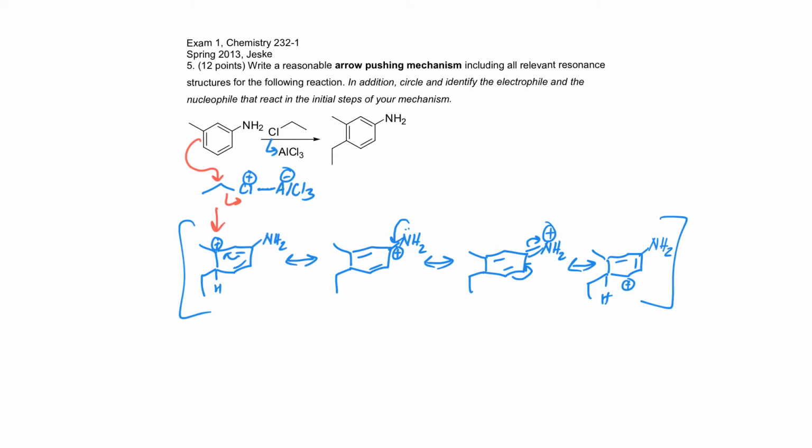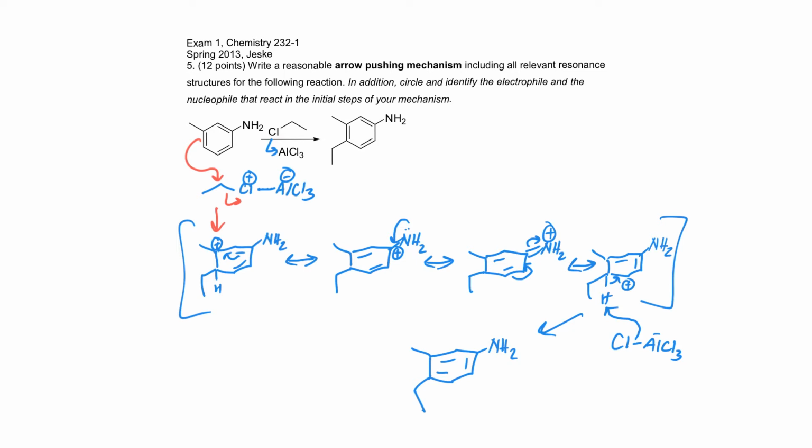Okay, so I have my 4 resonance structures, including this one, which is the most important structure. It shows why the NH2 is an ortho-para director and why it is a strongly activating group. And so I can take the final resonance structure and use my aluminum tetrachloride anion right now. I can use this Al-Cl bond, remove this H, drop the electrons down and produce the pi bond, reforming the aromatic ring, and with our new ethyl substituent on it.